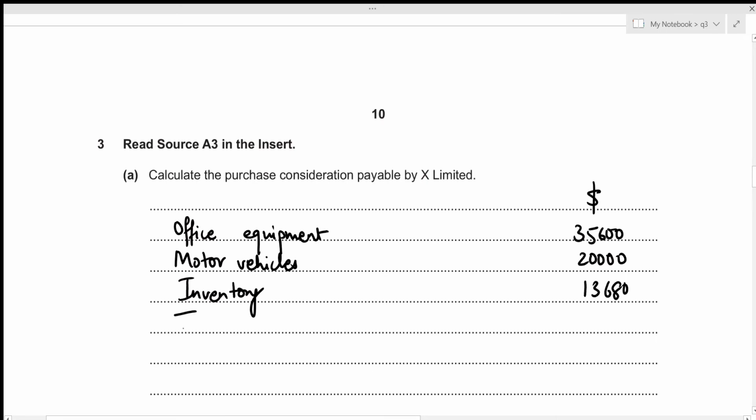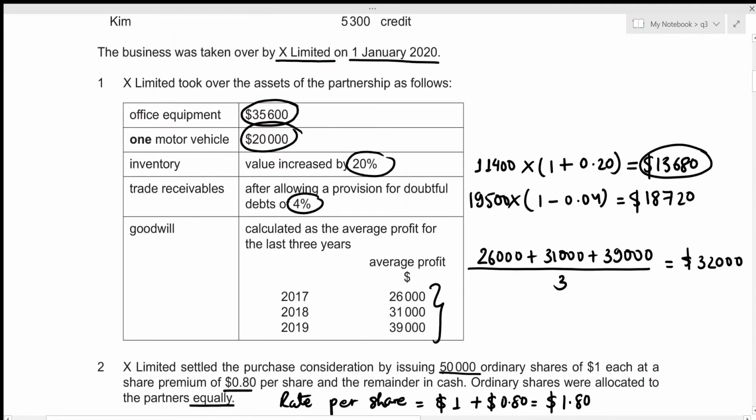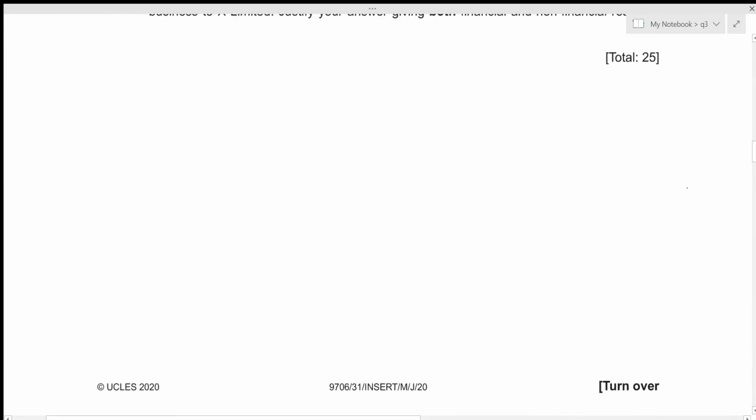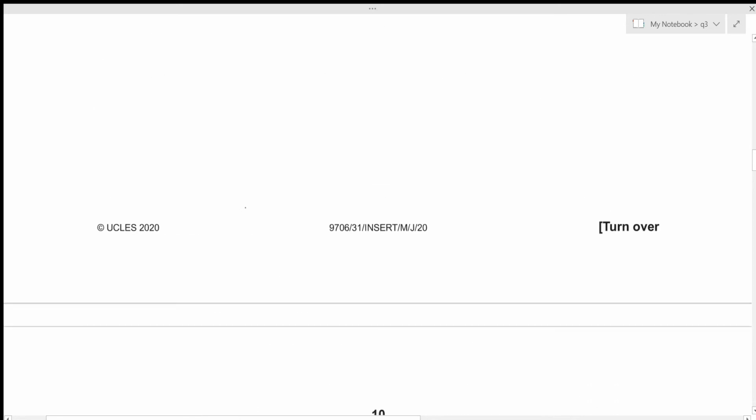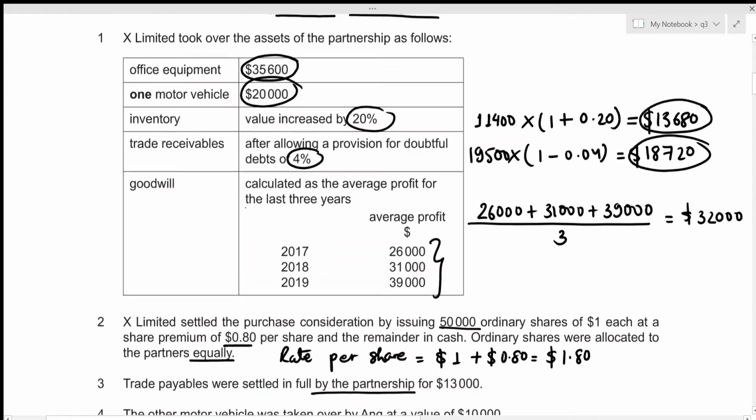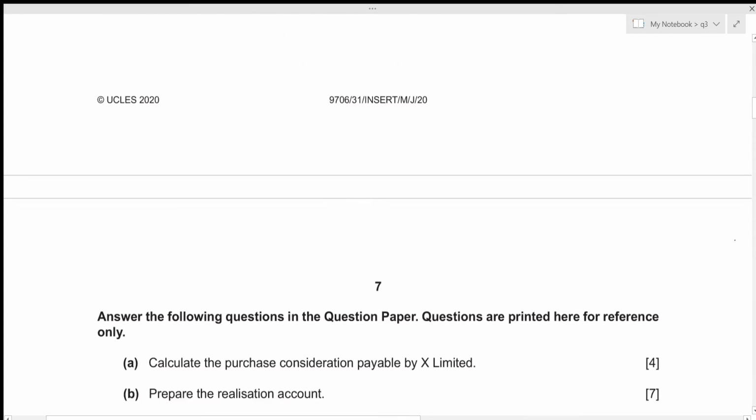Then we had our trade receivables. And trade receivables were valued at 4% lower than the initial value. And we figured it out to be 18,720. Let's write it down. And finally, we had our goodwill. Let's have a look above. And goodwill was the average of the last 3 years' profit, and we figured it out to be 32,000. Let's substitute this value.